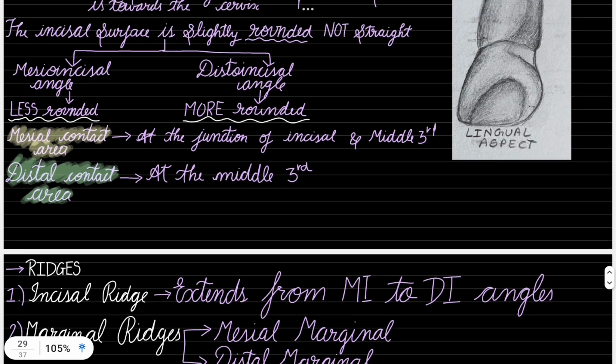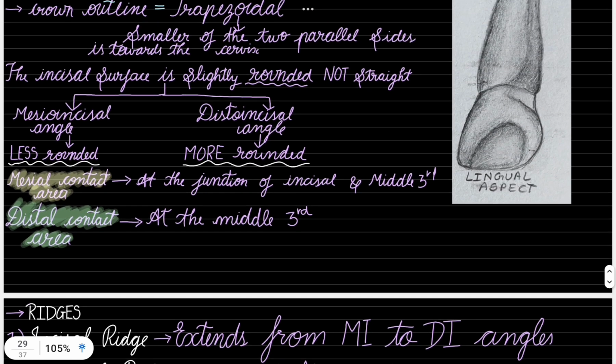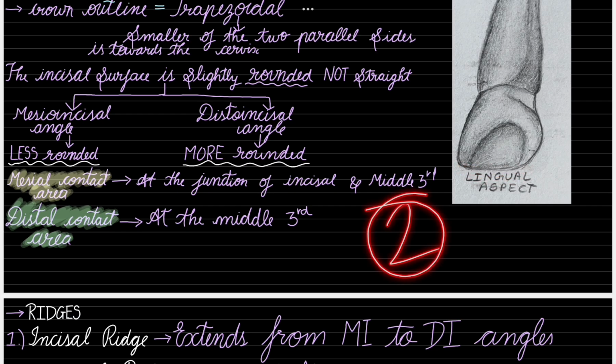What is different here from the labial aspect is the presence of ridges. So here in the incisal area or the incisal surface, the ridge present is called as the incisal ridge, and then we have the two marginal ridges. On the mesial side we have the mesial marginal ridge, on the distal side we have the distal marginal ridge.